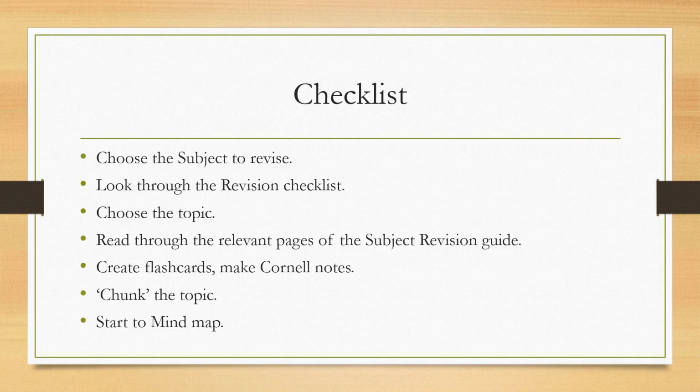Before you start to create your mind map, I suggest you follow this checklist. Choose a subject, for example, chemistry. Look through the revision checklist. Choose the topic area you want to focus on, and then read through the relevant pages of the subject revision guide. You may also have created some flashcards to read through, and you may have some Cornell notes.